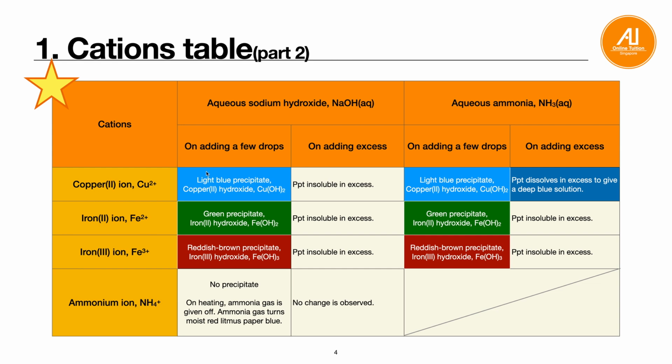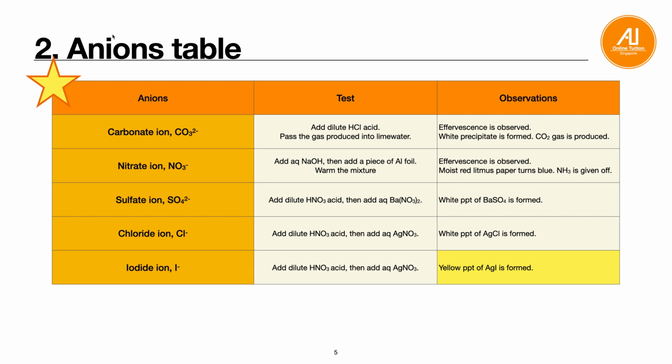Usually we don't memorize it. We just memorize whatever is a unique color. Okay, something more outstanding, then we memorize it. Okay, we will be doing anion tables.